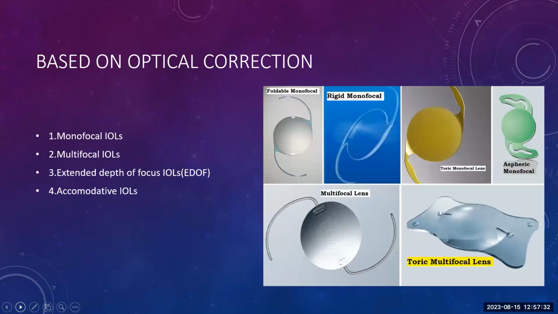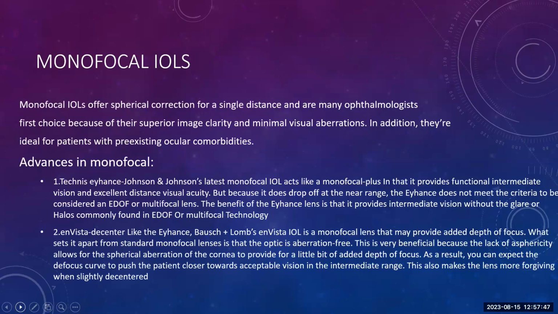So we will talk based on the optical correction. There are different types of IOLs: monofocal IOL, multifocal IOL, extended depth of focus IOL, and accommodative IOLs. The monofocal IOL offers spherical correction for a single distance, and is many ophthalmologists' first choice because of its superior image clarity and minimal visual aberration. In addition, they are ideal for patients with pre-existing ocular comorbidities. The advances are Tecnis Eyhance, also called monofocal plus, as it additionally provides functional intermediate vision and excellent distance visual acuity.